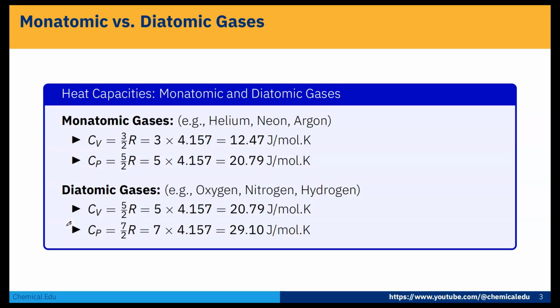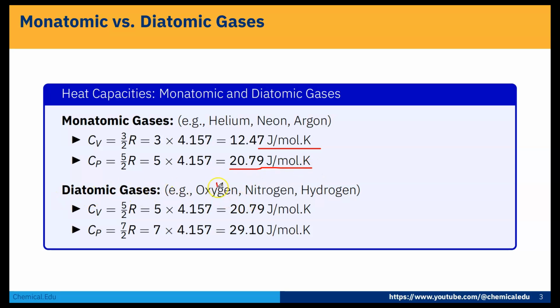Now first we have to know the relation of the heat capacity of monoatomic and diatomic gases. For monoatomic gases like helium, neon and argon, CV is 3/2 R. R is 8.314, so R/2 is 4.157, and 3 into 4.157 is 12.47 joule per mole Kelvin. CP is 5/2 R, so 5 into 4.157 is 20.79 joule per mole Kelvin.